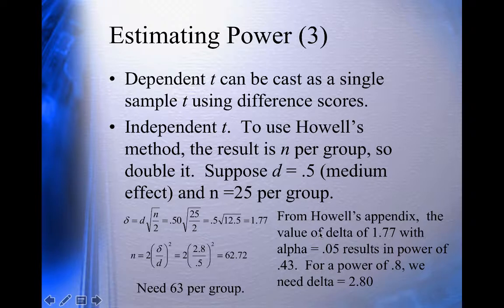So we go to the appendix, delta 1.77, alpha 0.5. That's a power of 0.3. That's not so good. For 0.8, we need a delta of 2.8. And so we go through this business again. And in this case, we would need 63 people per group.